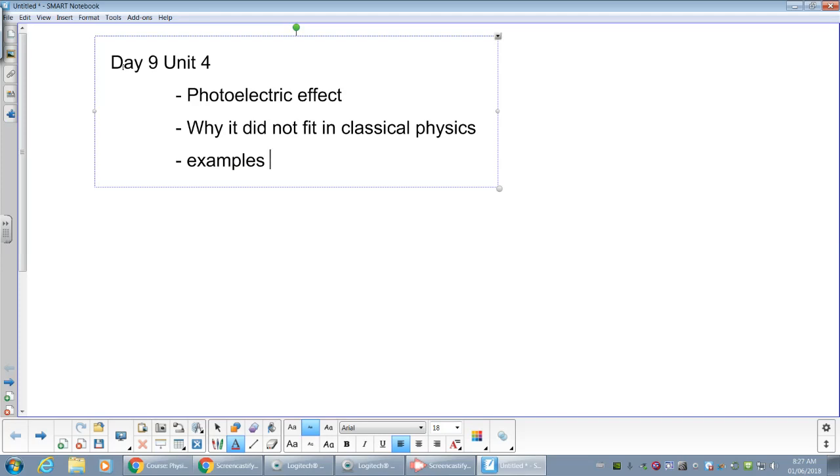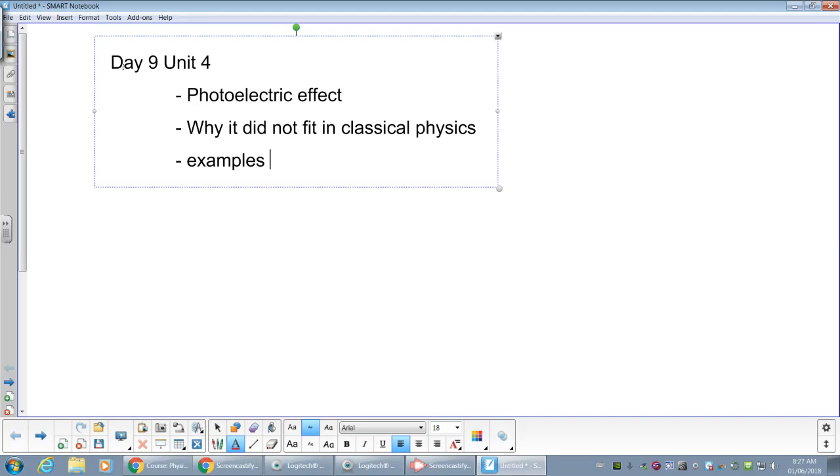So basically what the photoelectric effect is: back in the day, in the late 1800s, scientists were taking light and shining it on a metal surface, of a particular frequency of light. And what they would observe is that this would emit electrons from the metal, okay? And they called that the photoelectric effect.